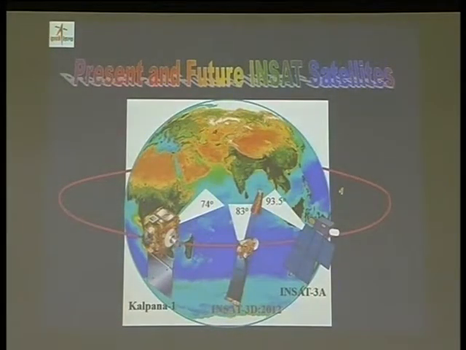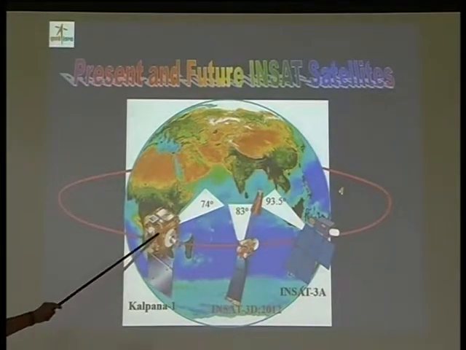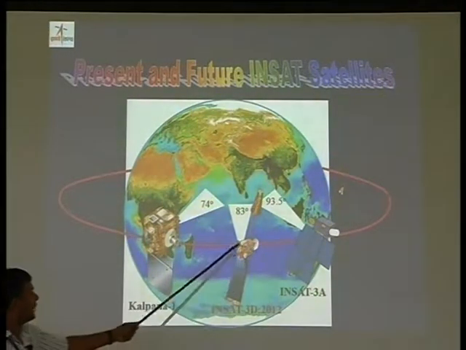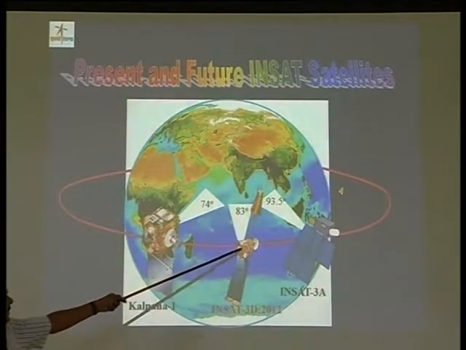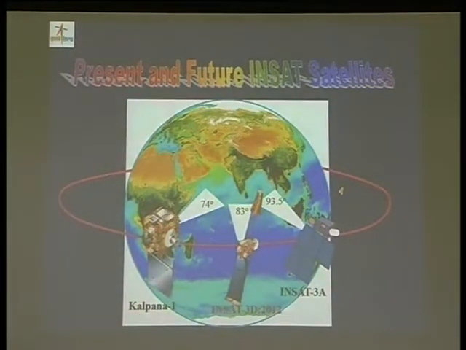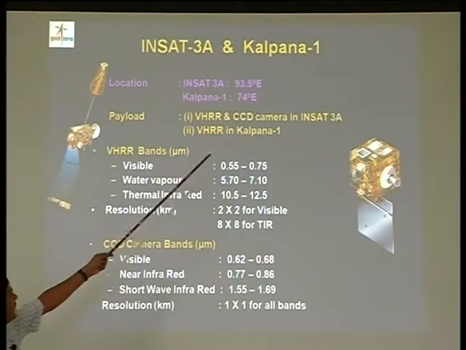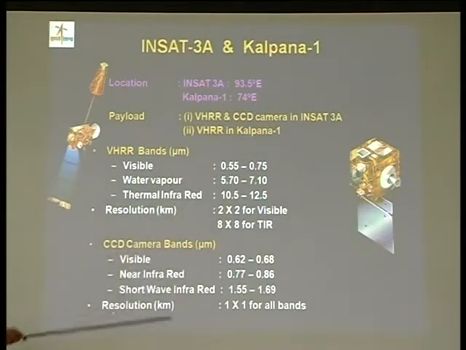Now I will come to the present and future INSAT satellite series. Right now we have Kalpana at 74 east, this geostationary orbit, and INSAT-3A at 93.5. And in future, next year, INSAT-3D will be placed somewhere around 83, 84. That is not yet decided. It will be around this location. INSAT-3A and Kalpana have the same bands in the VHRR, except that INSAT-3A additionally has a CCD on board, and other features remain the same for visible, infrared, and water vapor channels.